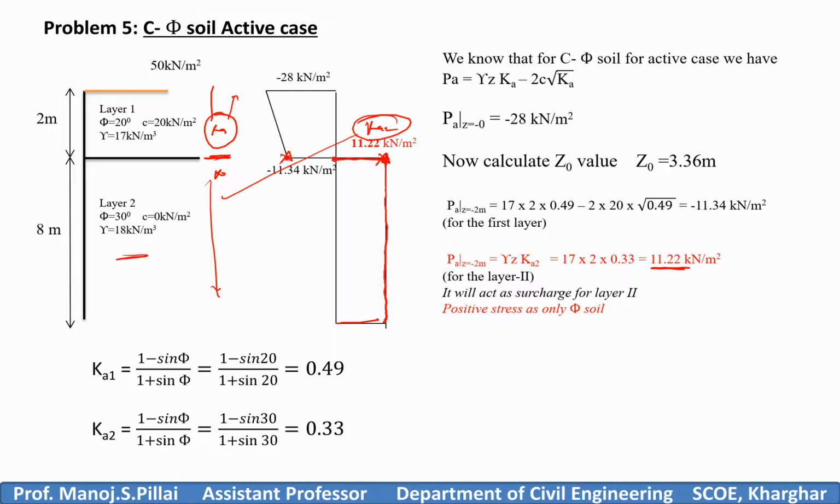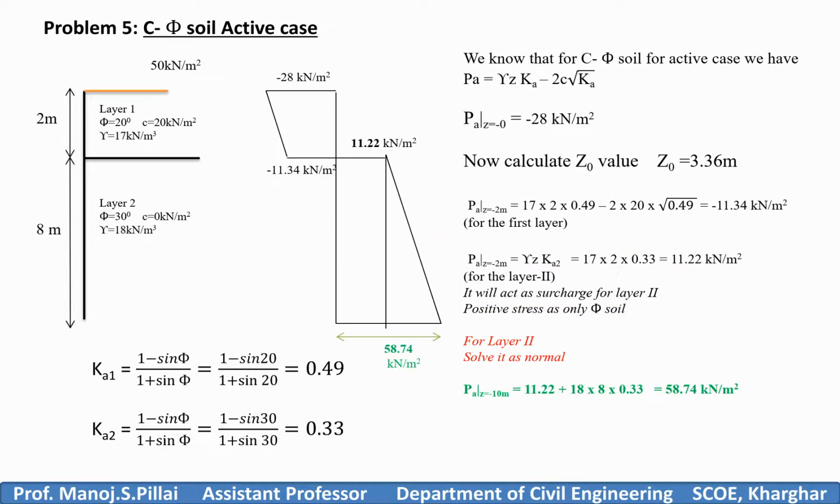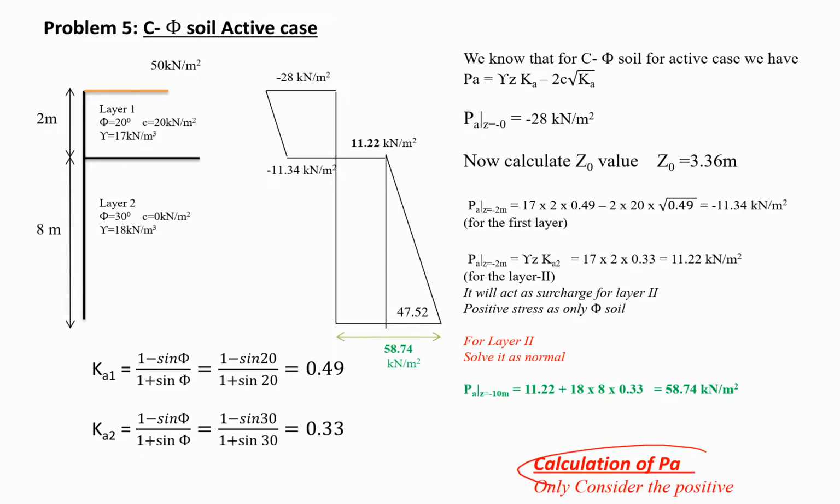Now for the next layer, layer 3, how will it be? It's a normal soil, so you will have a triangle of gamma 2 z2 into Ka2. Let's check this out. Gamma 2 is how much? 18, z is 8 meters and Ka2 is 0.33. Understood? At 10 meters it is the same thing. What we have done is we have calculated the overall part. No need to calculate the overall part. This one I have said, that is gamma z into Ka2. Understood?